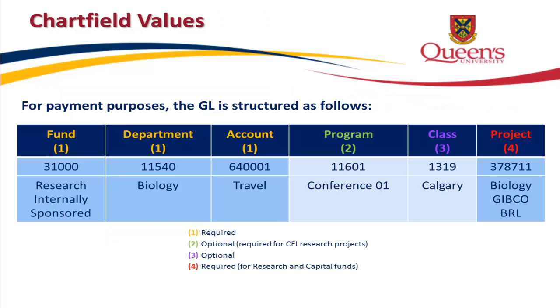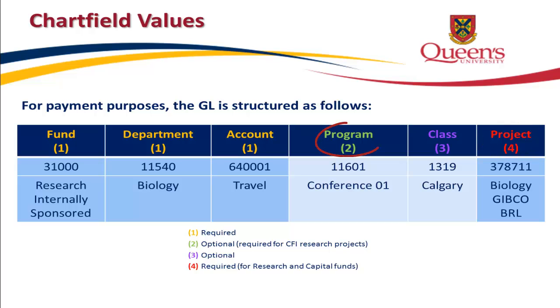In order to pay a research expense, the appropriate chart field values must be indicated. Chart field values include the fund, department, account, program, class, and project. The fund, department, and account represent mandatory fields which must be indicated. For research or capital transactions, the project is also a required field.